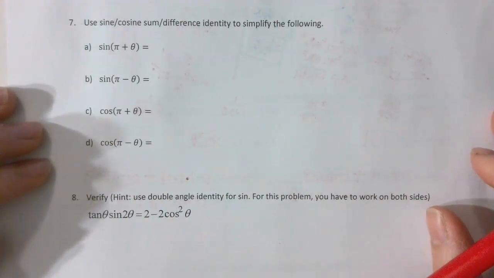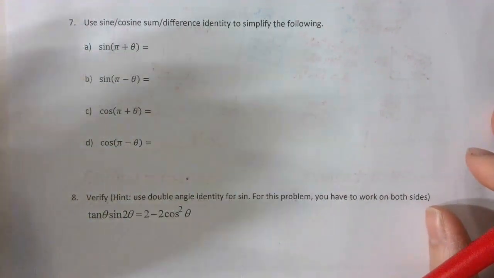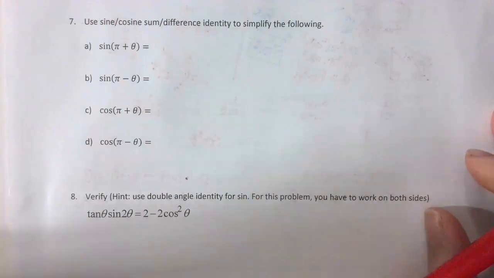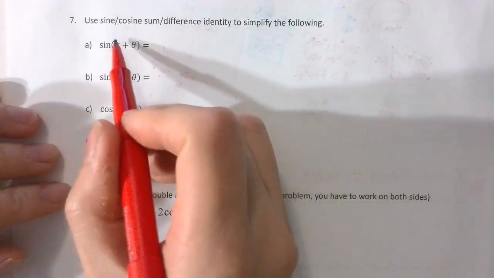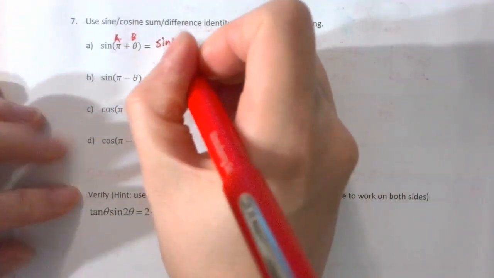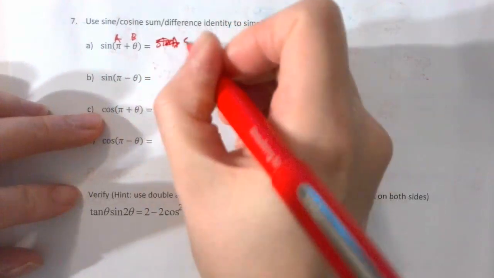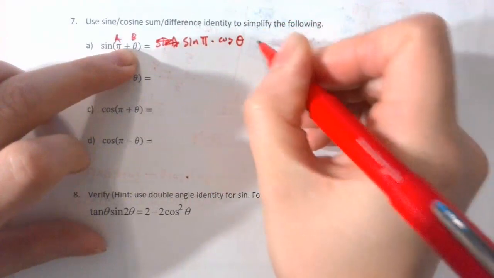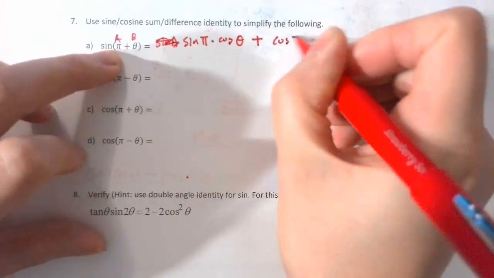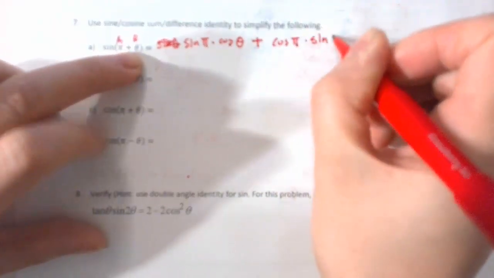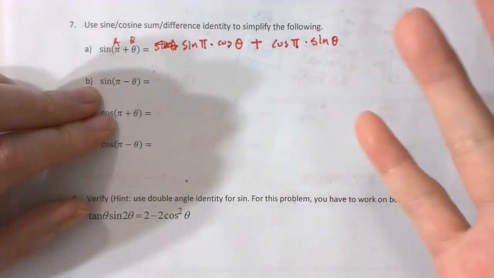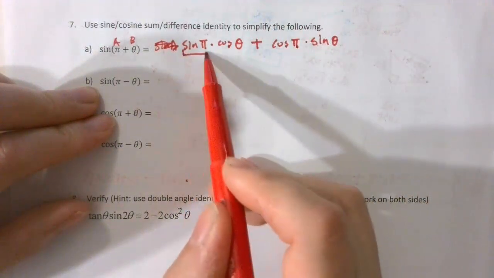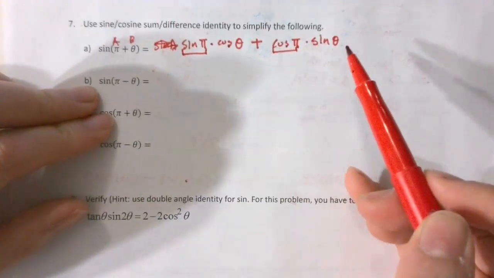All right. Now we use that sum difference identity on the previous page and then just plug it in. That's what it is. And then simplify. So that's an A, that's a B. What is sine of A plus B? It's going to be sine of A times cosine of B plus cosine of A times sine of B. So I just plug in A as pi and B as theta into that sum identity, and I'm going to simplify it. I know how to find sine and cosine of pi because that's on the unit circle.